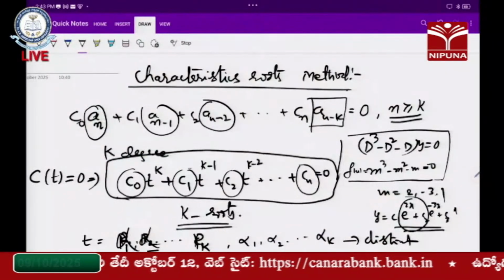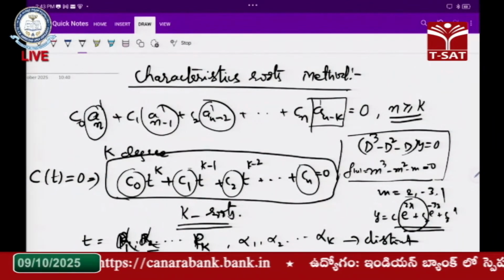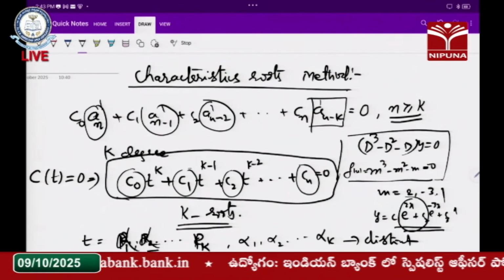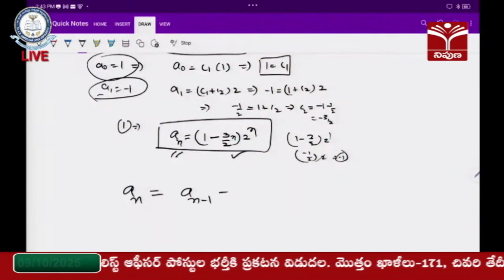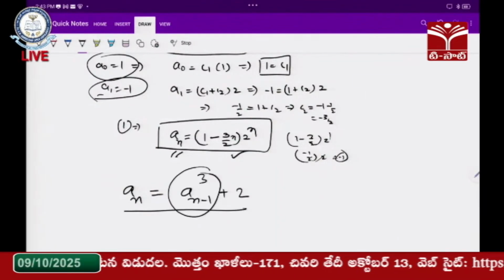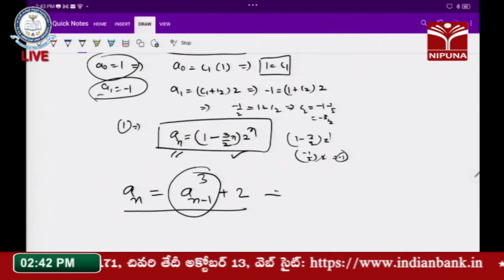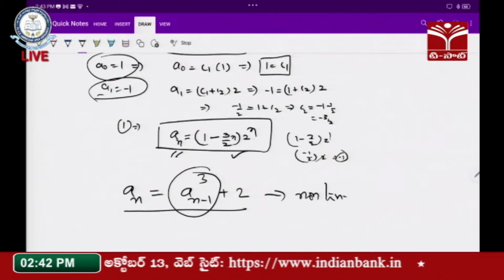Here, these are the recurrence terms. They must occur at degree 1, all of them, and they do not multiply together. Then it is called a linear recurrence relation. For example, the madam said one example: a n equal to a n minus 1 cubed, plus 2. Yes, it is not linear due to the term a n minus 1 being multiplied 3 times. So it is a non-linear recurrence relation.